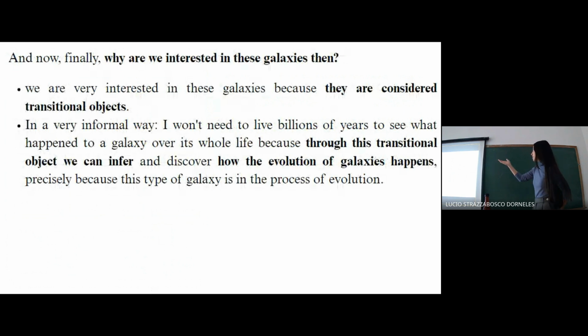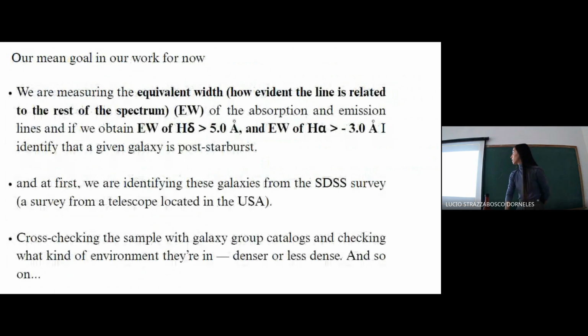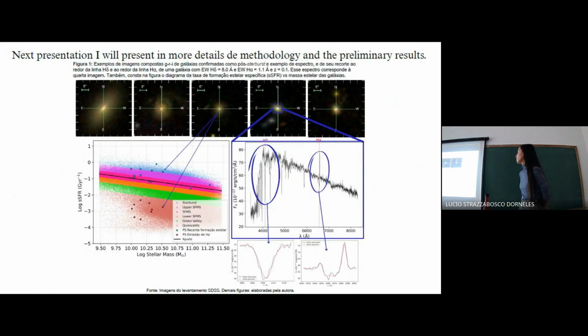Why are we interested in these galaxies then? We are interested because they are considered transitional objects. So through these transitional objects we can infer and discover how the evolution of the galaxy happens. And in the next presentation, I will present you more details and the methodology of the work, and preliminary results.